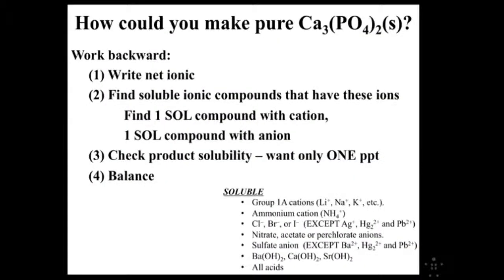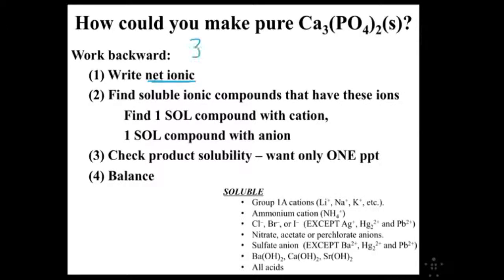Okay, let's look at one last type of example, if you're still with me here, and that is to see how we could make a compound, knowing what we do about solubility of compounds. We could make up a reaction to make some sort of a solid. And this is probably one of the most common applications of precipitation reactions, because someone says, well, I want calcium phosphate. How am I going to make it? What can I combine in solution to make calcium phosphate? So the way we're going to do this is to work backward. We're going to start by writing the net ionic equation to get what we want.